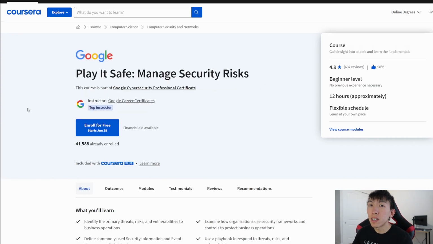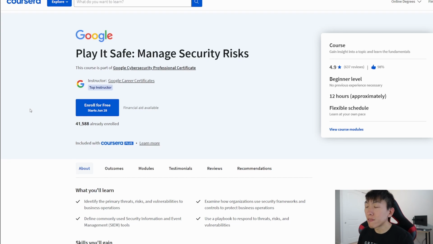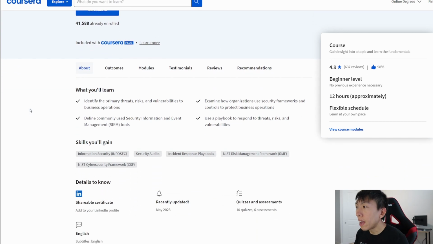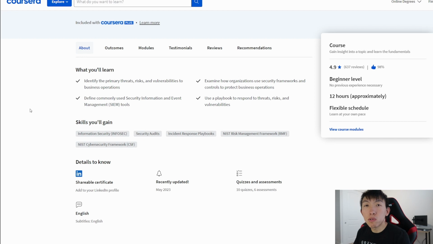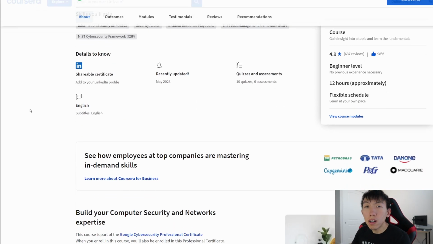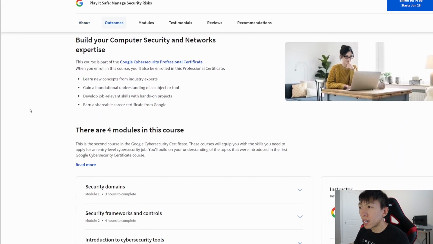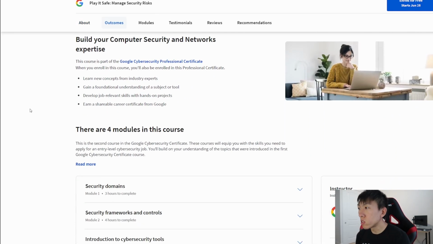The second course, Play It Safe and Managing Risk. This course will continue with the domains that you learned in the first course, and it will expose you on how to manage risk and vulnerabilities. You'll also be introduced to OWASP, aka Open Web Application Security Project, and it'll introduce you to some SIEMs, Security Information Event Management.